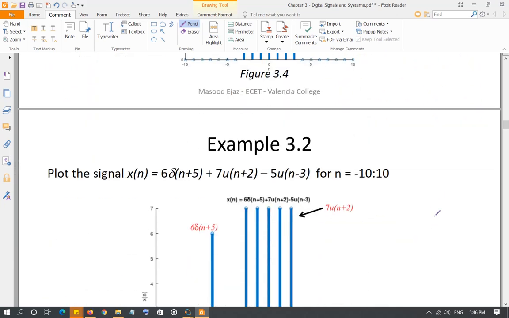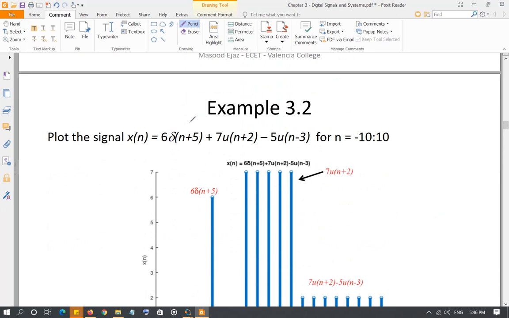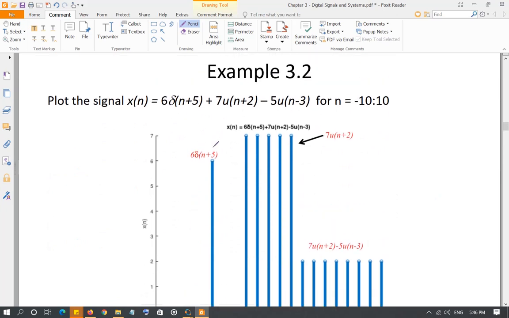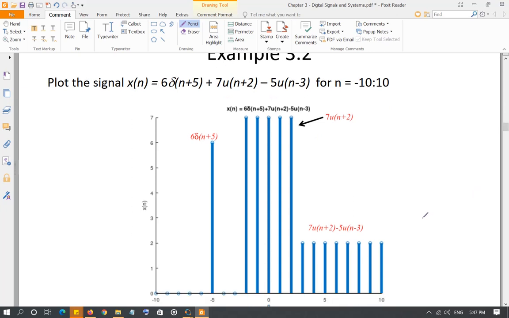Example 3.2: you have one signal which is an impulse, which will only exist at n equal to negative 5 right here, and then the rest of the two parts of the signal are unit steps, and they're going to work similarly to what we discussed in the last example.